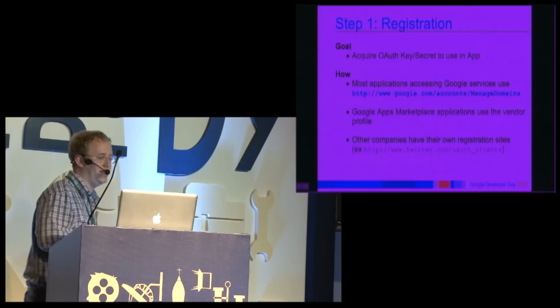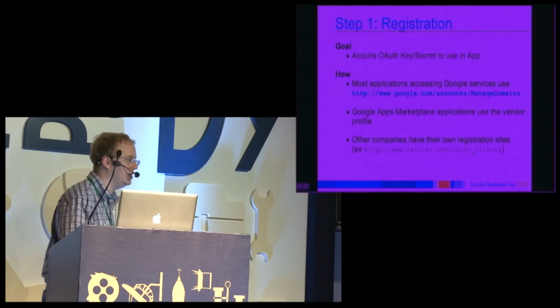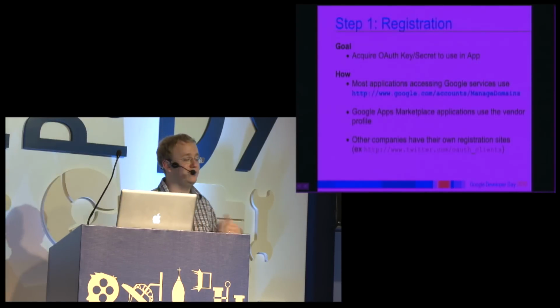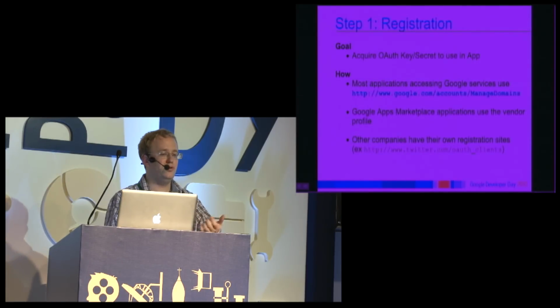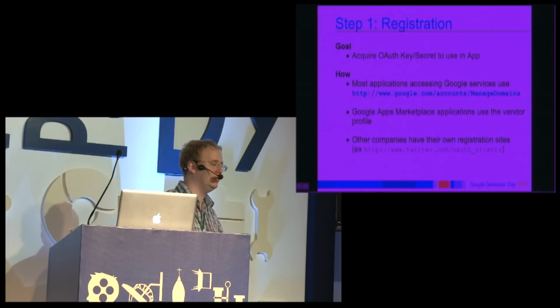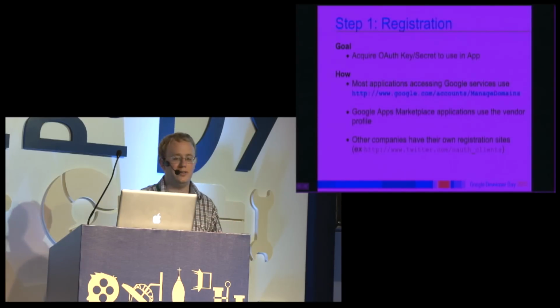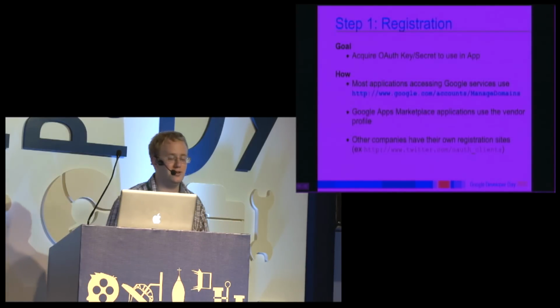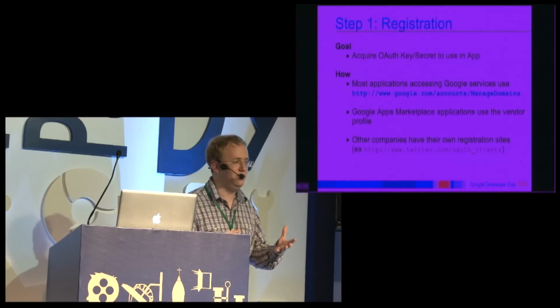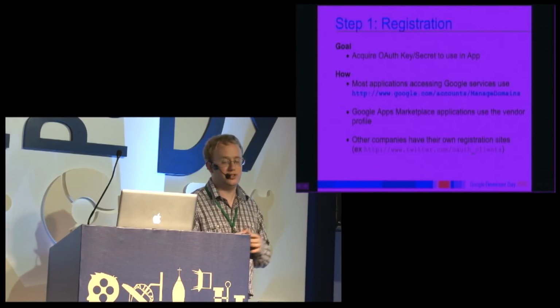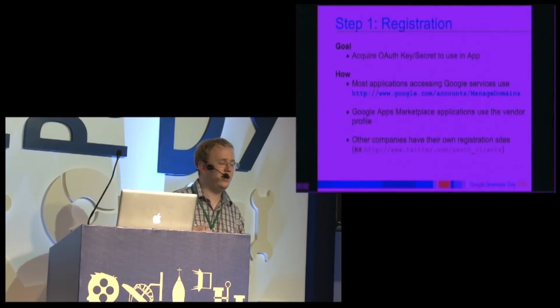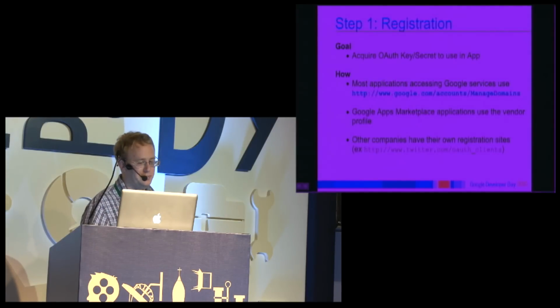In the registration step, I'm not going to talk about all of this, but basically there's a website that you go to register your application. Google has one for applications using Google consumer accounts. The Google Apps Marketplace, if you were here at that talk, has a special place that gives you registration information. And then other companies each have this as well. So there's an example of the URL for Twitter to register your client.